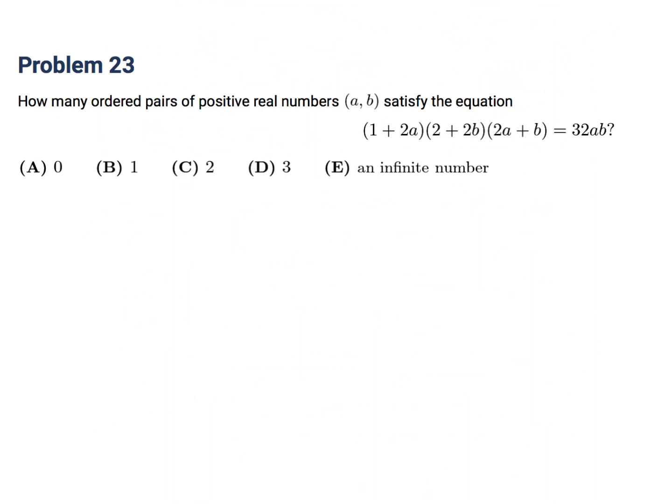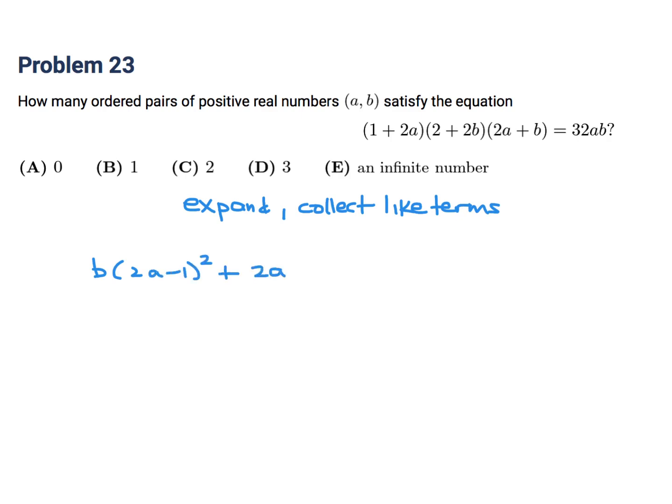How many ordered pairs of positive real numbers a, b satisfy that equation? So let's expand that equation and collect like terms. And when you do all that, which I'm sure you can, you will get b times (2a minus 1) squared plus 2a times (b minus 1) squared plus (2a minus b) all squared is equal to 0. So that means all of these are zeros.